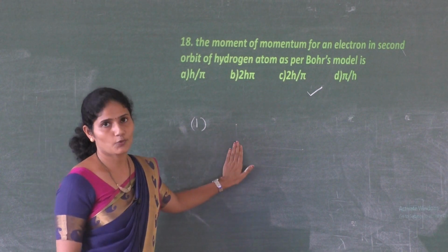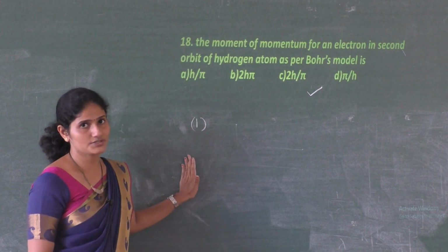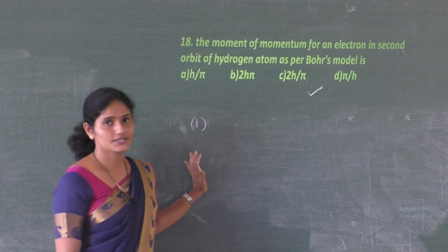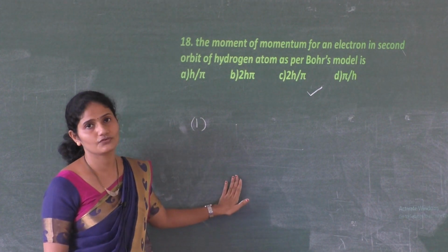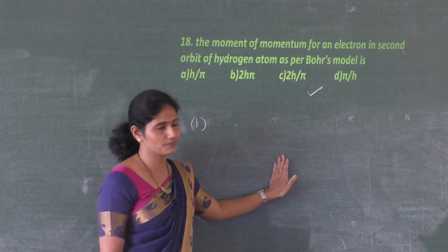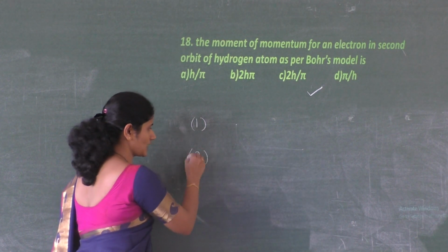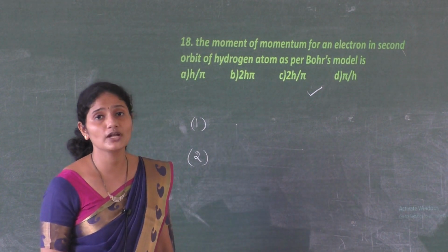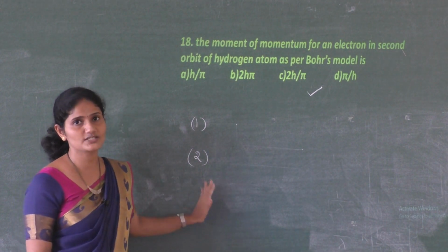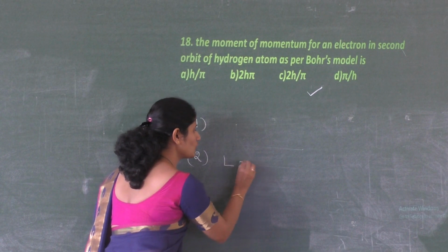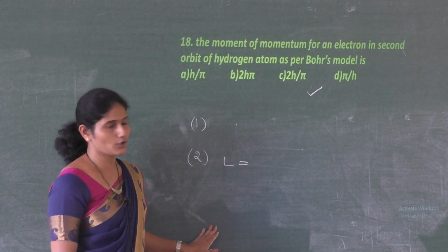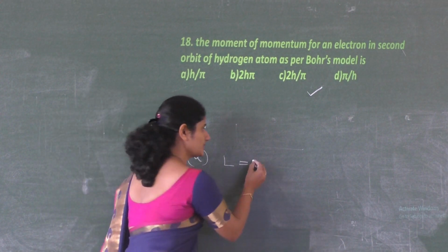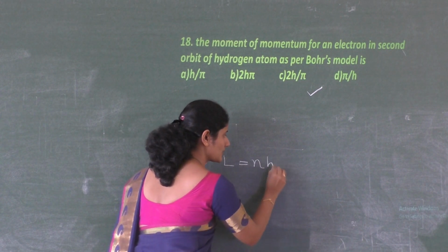In his first postulate, he stated that electrons revolve in stable orbits, which are called stationary orbits, without the emission of energy. So that is the first postulate of Bohr. And in the second postulate, the moment of momentum, or the angular momentum, of the electron in the stationary orbit, denoted by the symbol L, is equal to an integral multiple of h by 2 pi.